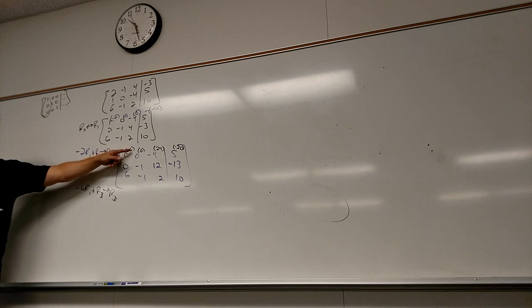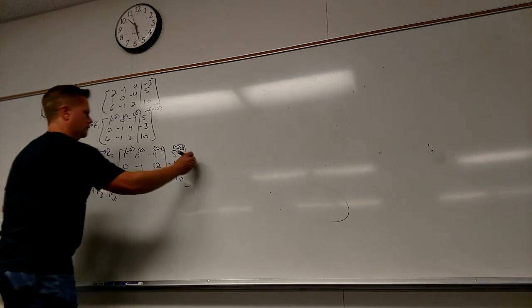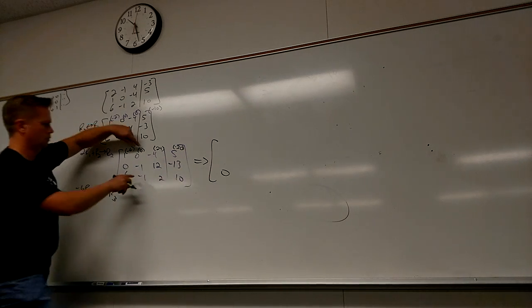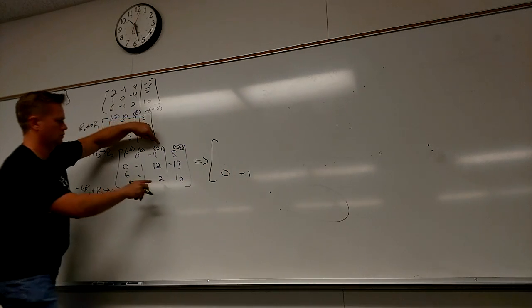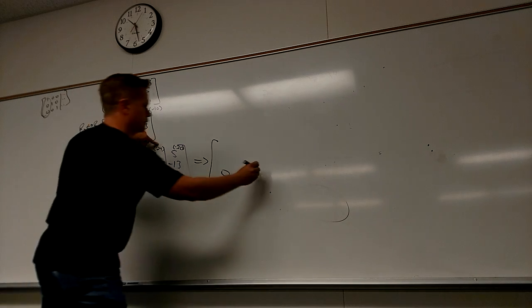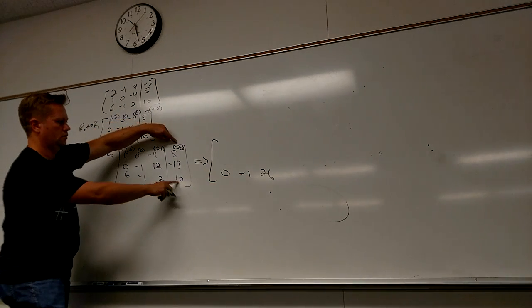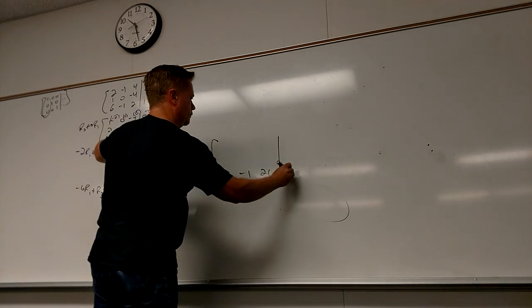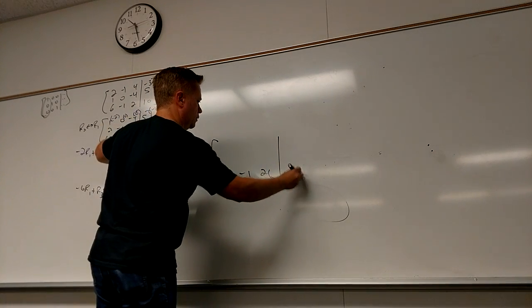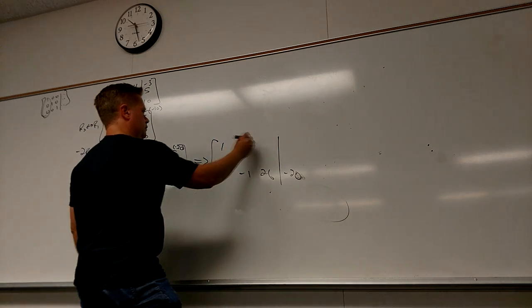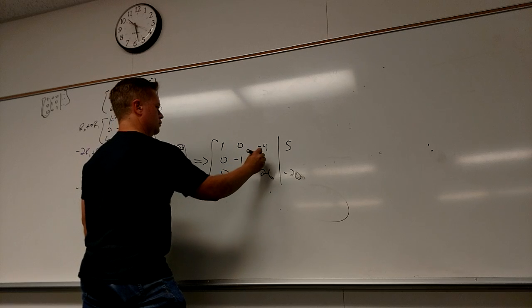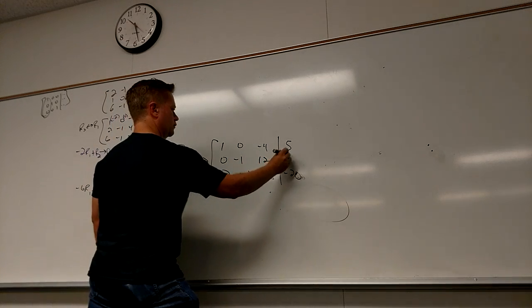So if I add that to row 3, what do I get? I get 0, negative 1, 26, negative 20. And then everybody else stays the same: 1, 0, negative 4, 5, 0, negative 1, 12, negative 13.